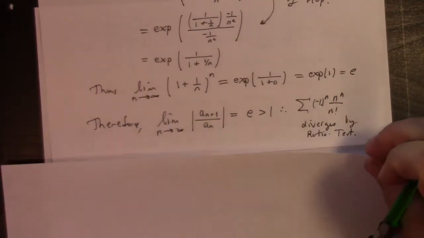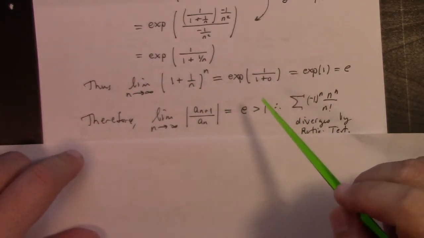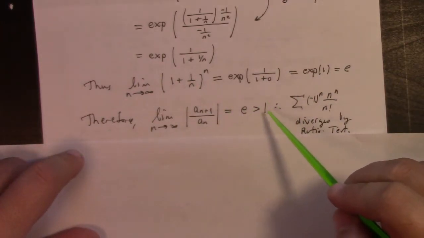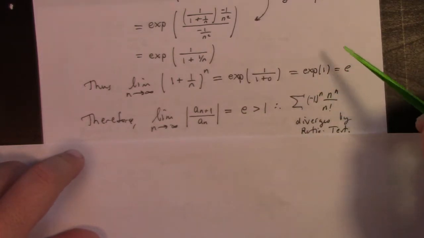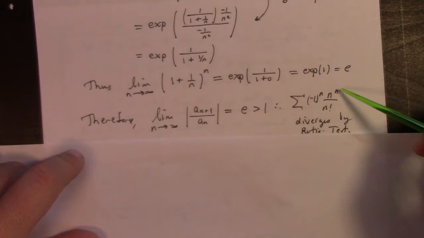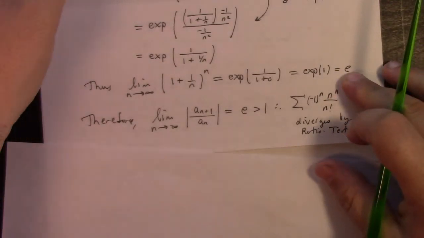So in summary, we have shown that the limit of the quotient of a sub n plus 1 over a sub n for the given series is equal to e, which is greater than 1. Therefore, the sum n equals 1 to infinity of minus 1 to the n times n to the n over n factorial diverges by the ratio test. All right.